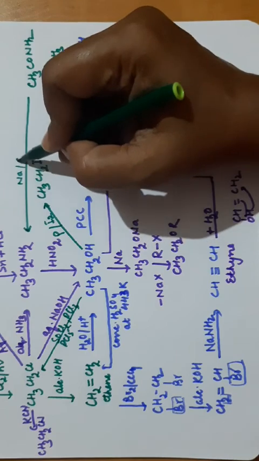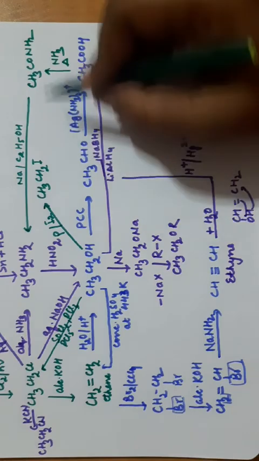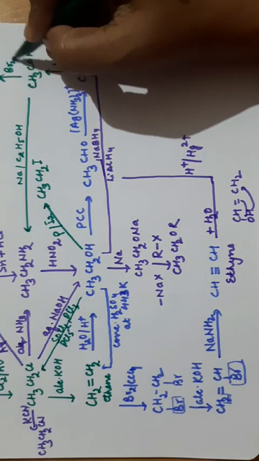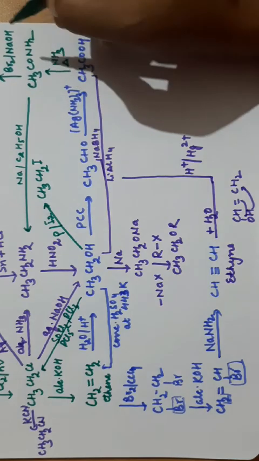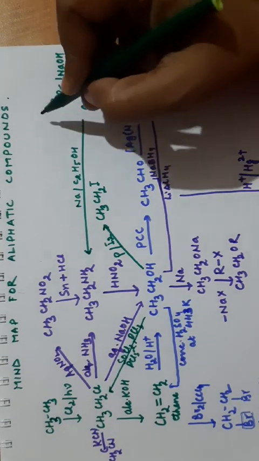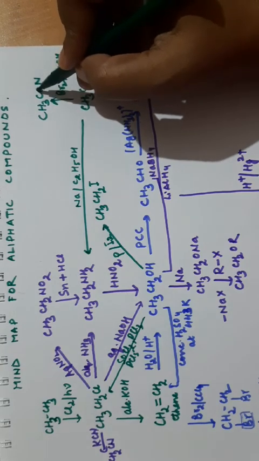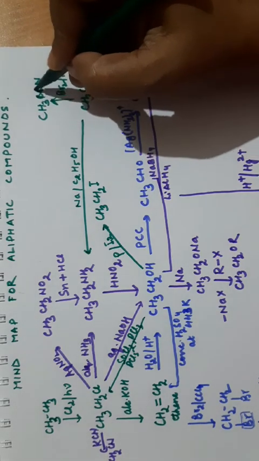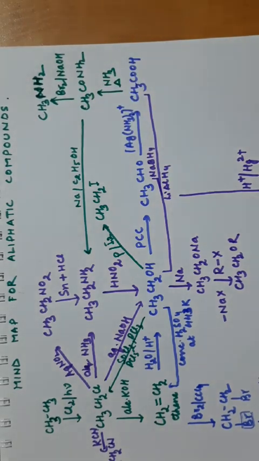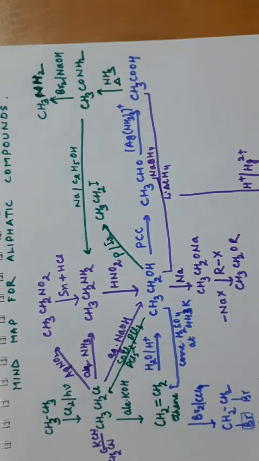you can use sodium in presence of ethanol. You can use catalytic hydrogenation. You can do the reduction. So CO will be reduced to CH2 group. You can also treat it with Br2 in presence of NaOH, and this is known as Hofmann bromamide reaction. And by using this reagent, CO group will be removed and you will get one carbon less amine. So CH3CO will be removed here. You will get CH3NH2. So you can get amine having one carbon less than the parent amide by using Hofmann bromamide reaction.